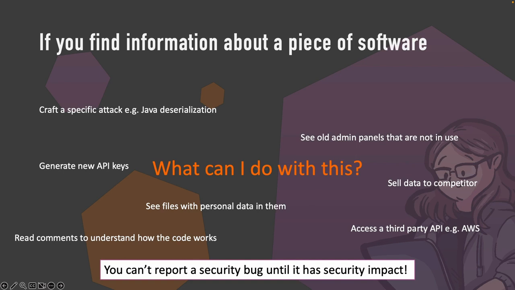You could have a look at the comments to understand how the code works. Code review skills is actually something a lot of bug hunters don't have, and learning that can really give you the upper hand, especially if you're already somebody who knows how to program. You might be able to see old admin panels that are not in use because you've got a generic, let's say they're using cpanel, in which case you can go to cpanel.domain name and then look at that. You might be able to sell data to a competitor if they have some kind of arbitrary file read. You might be able to use that in order to access data.